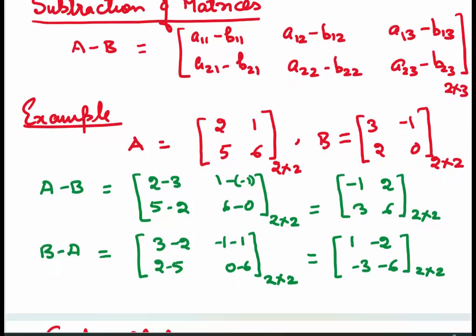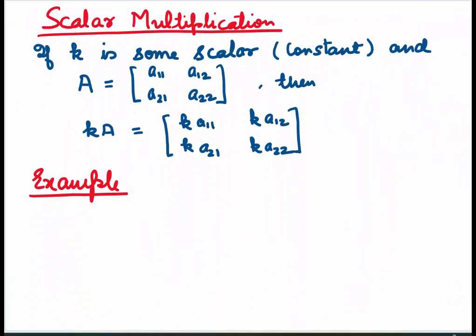Now, come to scalar multiplication. What do we understand by that? Let us take K to be some scalar. By scalar, we mean a constant number. And let's take some matrix A, which has elements Aij. I've taken a 2 by 2 matrix here. Now, KA, that is, I'm multiplying A by a scalar K, means every element of A will be multiplied by K. So, your KA is KA11, KA12, KA21 and KA22.